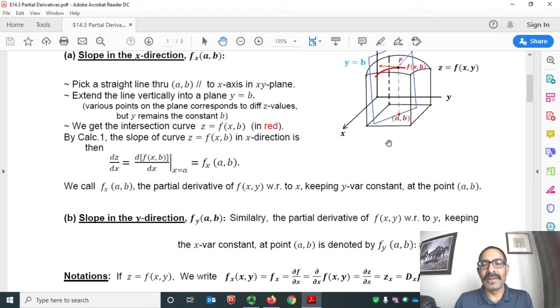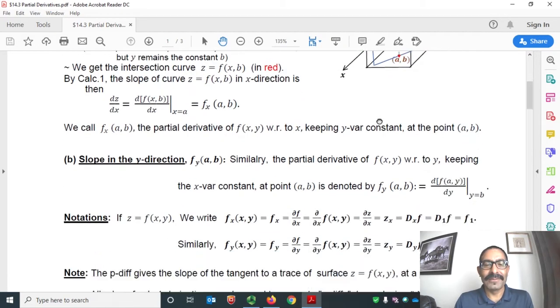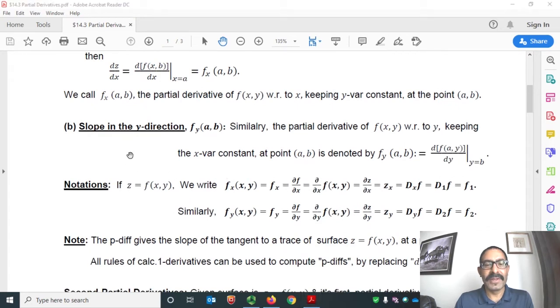So then we found the derivative of this curve z equals f(x, b) in the x direction. So this means we found the steepness, or the rate of change of f(x, y) in the x direction. I hope this makes sense to you. Now similarly we can find the steepness of the surface in the y direction. That means the partial derivative of f with respect to y, keeping x constant at the point (a, b).